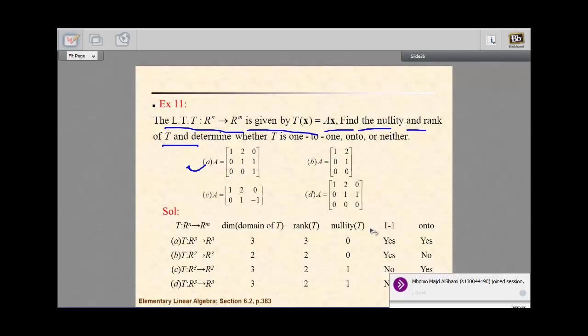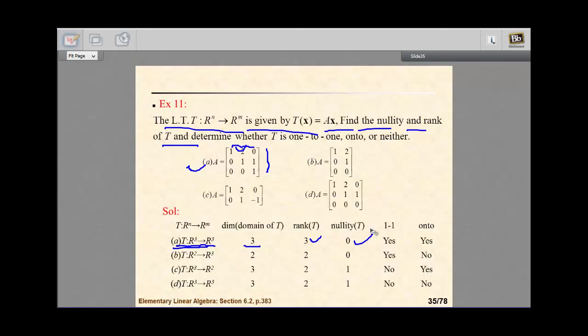So there is a question A. It is a transformation from R cube to R cube, because in rows we have 3 and in columns we have 3. That's why we say it is a transformation from R cube to R cube. So what is the dimension of T? The dimension of T will be 3. What is the rank? Number of non-zero rows, the rank will be 3. And what is the nullity? By the rank nullity theorem we see that it will be equal to 0.